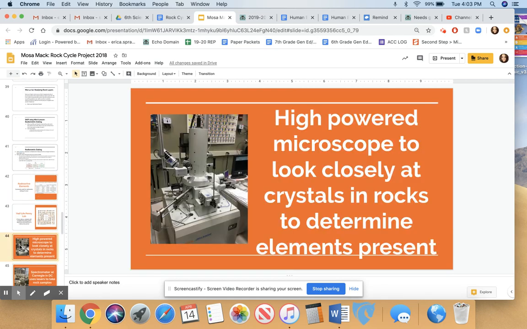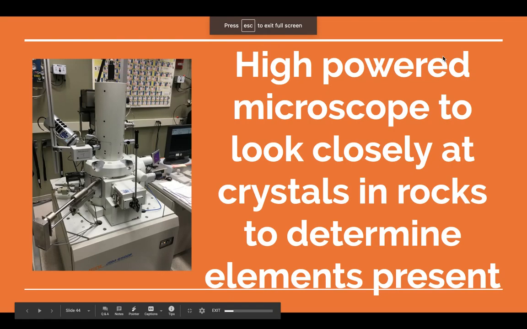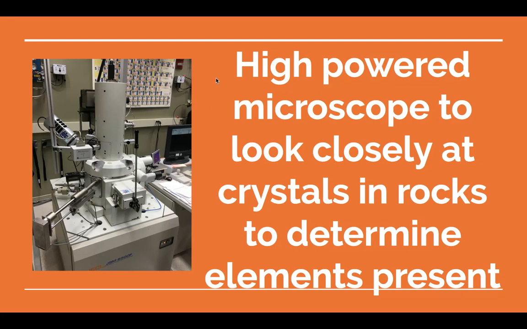So Mr. Henderson and I got a chance to go to some labs in the Smithsonian where they actually look at crystals and rocks under high-powered microscopes. This is actually a microscope. It's pretty cool, right? And they look at the elements present in rocks, and in some cases, they even take samples of meteorites and determine the age and composition of them.